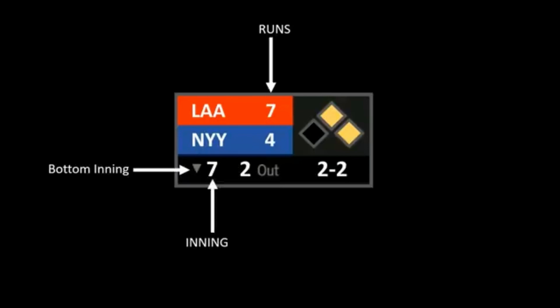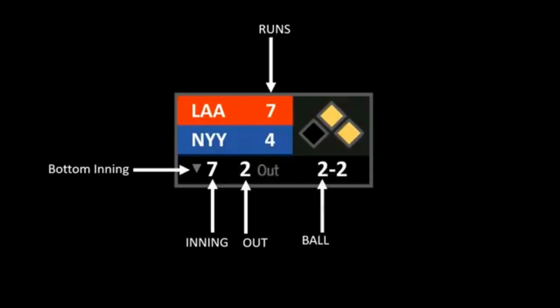Let's say you open up your TV and this is what you're seeing. How do you figure out what is going on in the match? If you see the runs, LAA has 7 runs, so they are leading in the match. If you look at the triangle, it's the bottom. Bottom inning means NYY is batting right now. LAA has completed their batting in the 7th inning, so the 7th inning is going on. NYY got 2 outs, so their last batter is batting. If they get 1 more out, the inning would be over.